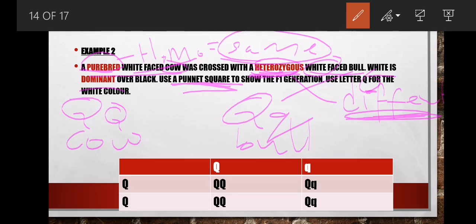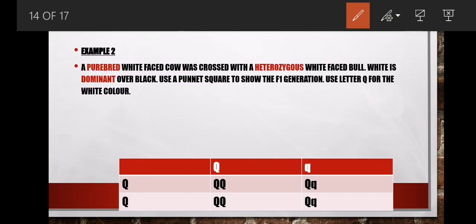So now you take your alleles. This part is for the male. This part is for the female. This one is for the male. The signs that we sometimes use. But then let's look at it. How do we do it?